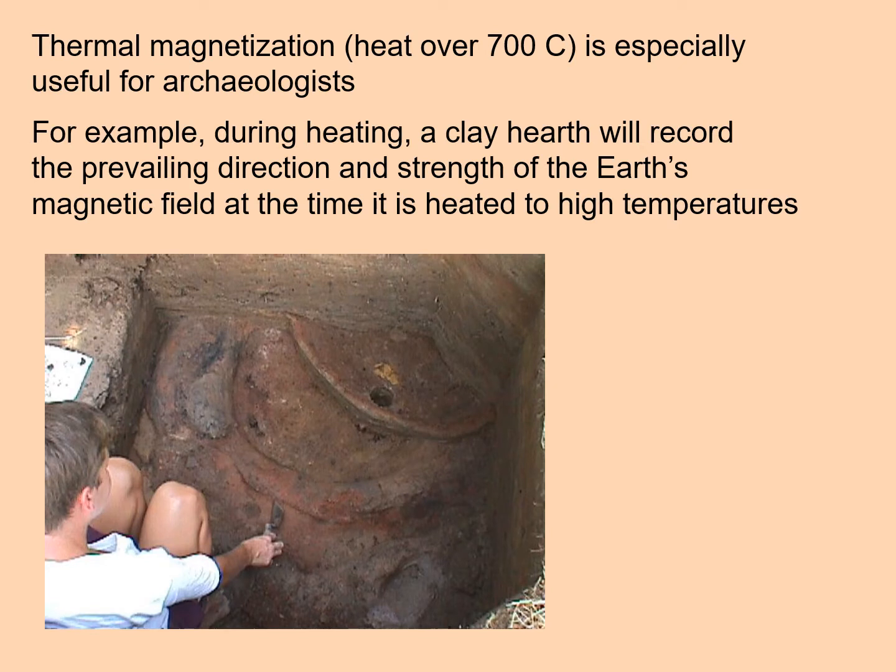Thermal magnetization is especially useful for archaeologists. For example, during heating, a clay hearth, such as you see here, and in fact in this picture you see two successive clay hearths. These are called puddled clay hearths. That's where they built their fires inside these. And because these were heated over 700 degrees centigrade when they were used, the clay particles in them will tell us what direction magnetic north was at the time that the hearth was in use.